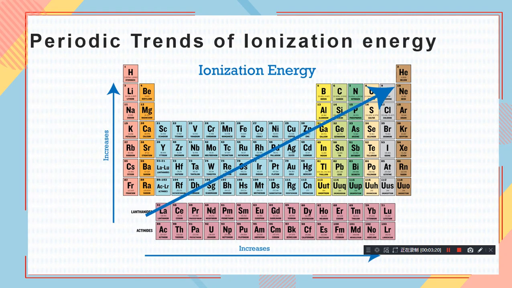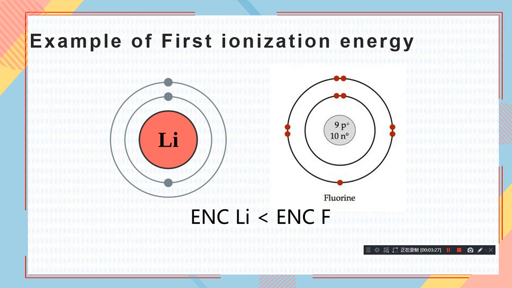The periodic trend of ionization energy is increasing from bottom to top and from left to right. For example, for the first ionization energy, lithium has one electron shell and fluorine also has one electron shell, but fluorine has more protons than lithium, which means fluorine's atomic radius is smaller than lithium's. The outer electron is closer to the nucleus, so it has a bigger attraction. So fluorine has a bigger ionization energy than lithium.